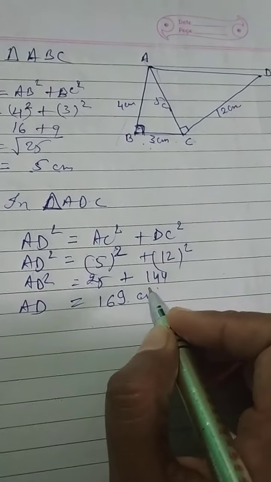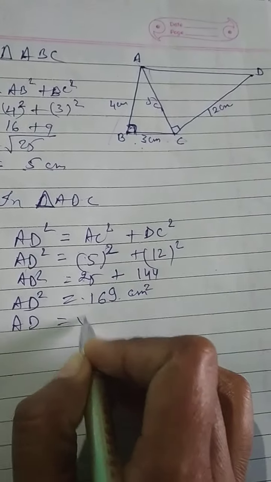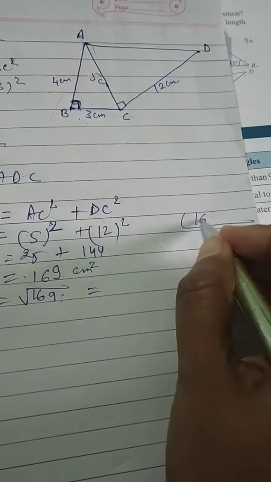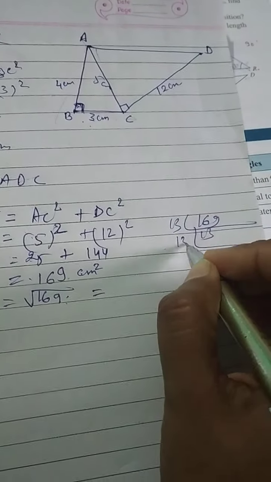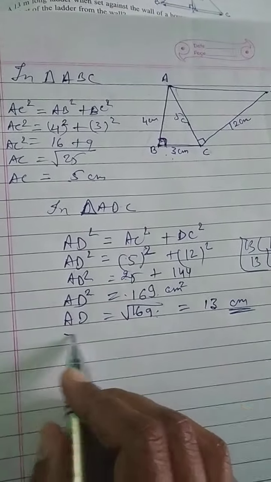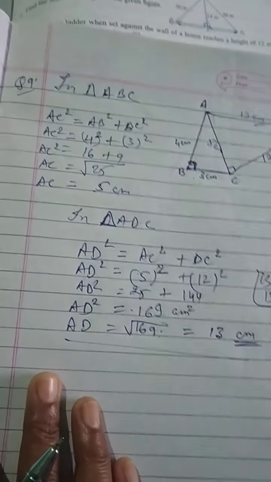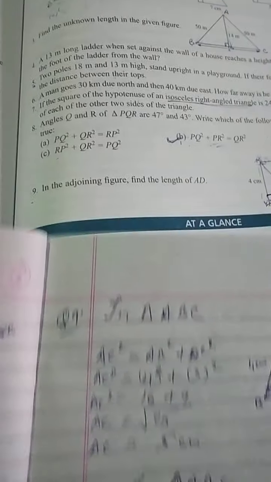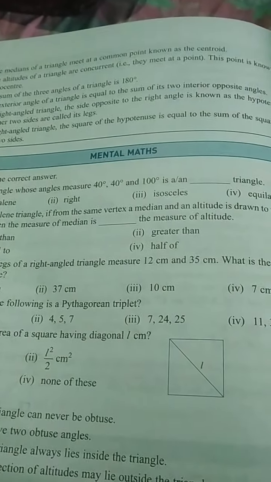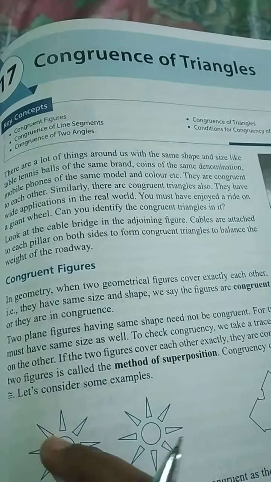But we have to find out AD. So this is AD square. So this square will come to this side. It will become its root. 169 root is what? 13 thirteens are 169. So for this we can take 13 centimeter as the value of AD. This will be 13 centimeter. Got it? So we have completed this exercise, students. It's practice time and mental maths you have to do by yourself. Okay, next day we will start a new chapter, that is congruence of triangles.